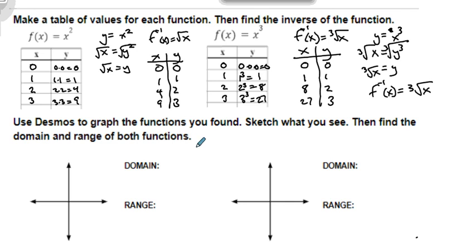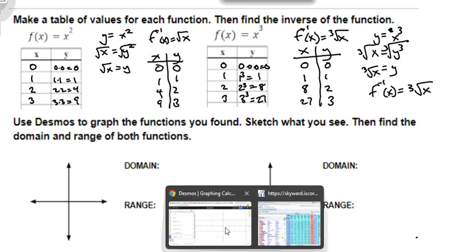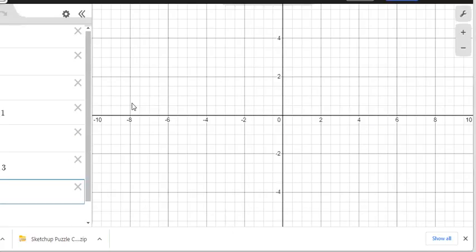All right, when we left off, we had just made these tables and found the inverses of them, and the inverse of the function is actually what we're interested in. We're interested in these cube root functions and these square root functions. So let's take that and go to Desmos here, and we're going to graph some of these. The first one we're going to graph is the square root function, okay?